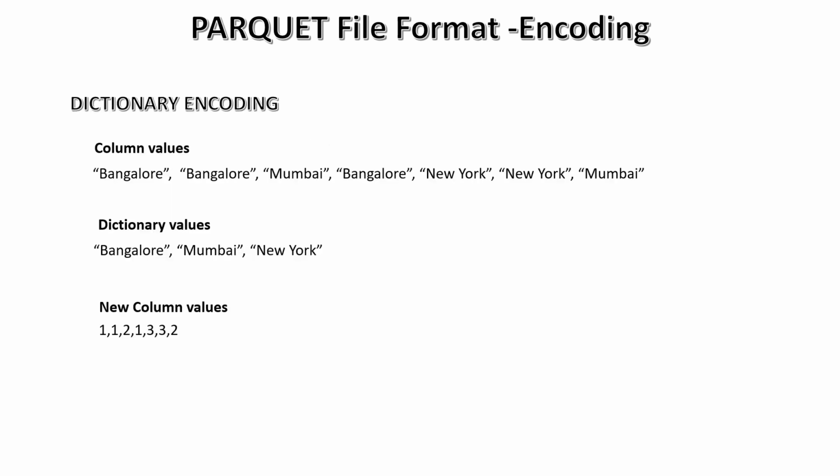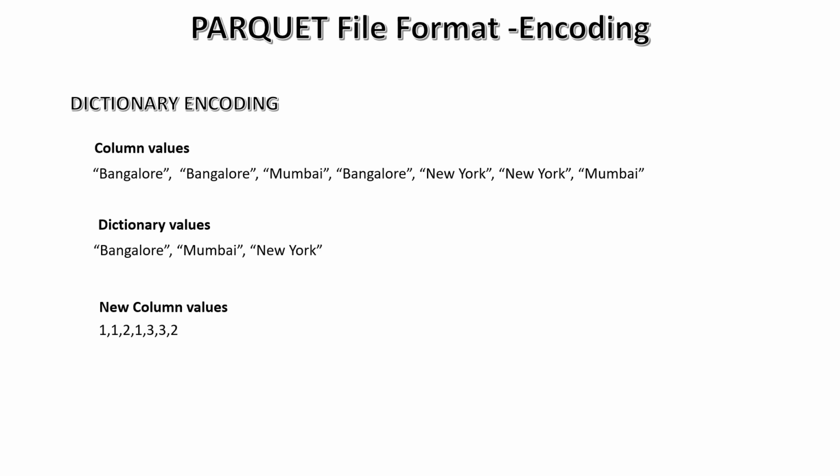Next type of encoding is dictionary based encoding, or dictionary encoding. We know that in a dictionary one word will be stored only once and we will use page number and line number to find each of the words. So that means we will go to the index. Same logic is applied here. Here you can see that the column values are Bangalore, Bangalore, Mumbai, Bangalore, New York, New York, Mumbai. That means so many strings are repeated here. This is the city value for a person.